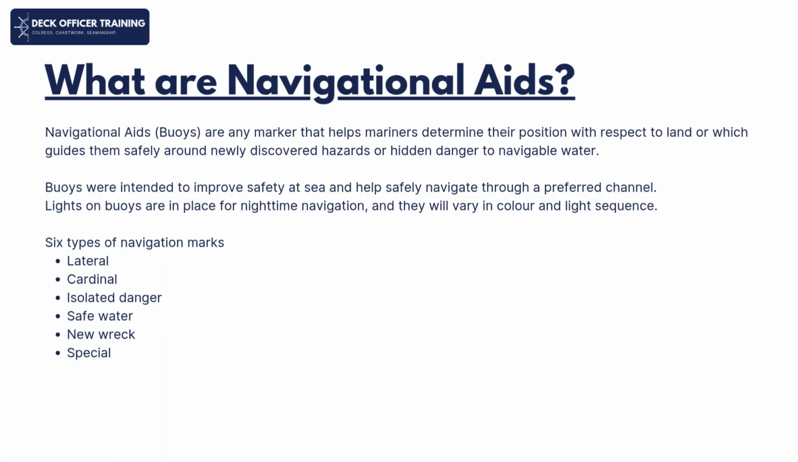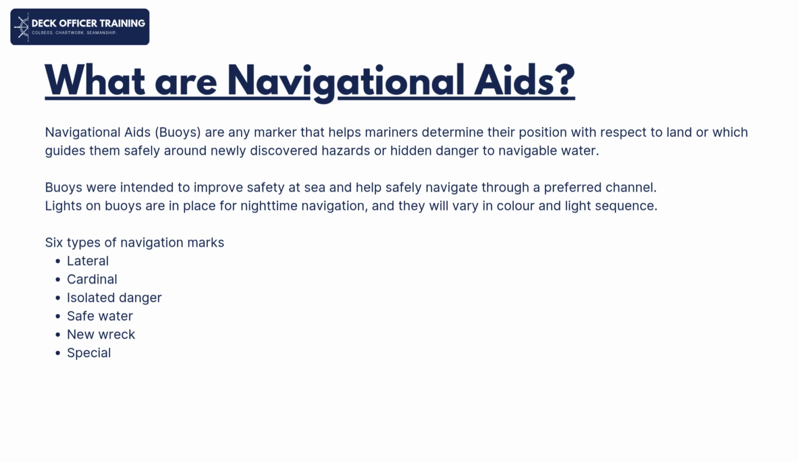In this video, we will be covering the Maritime Buoyage system. What are navigational aids? Navigational aids, buoys, are any marker that helps mariners determine their position with respect to land, or which guides them safely around newly discovered hazards or hidden danger to navigable water. Buoys were intended to improve safety at sea and help safely navigate through a preferred channel. Lights on buoys are in place for nighttime navigation, and they will vary in color and light sequence.